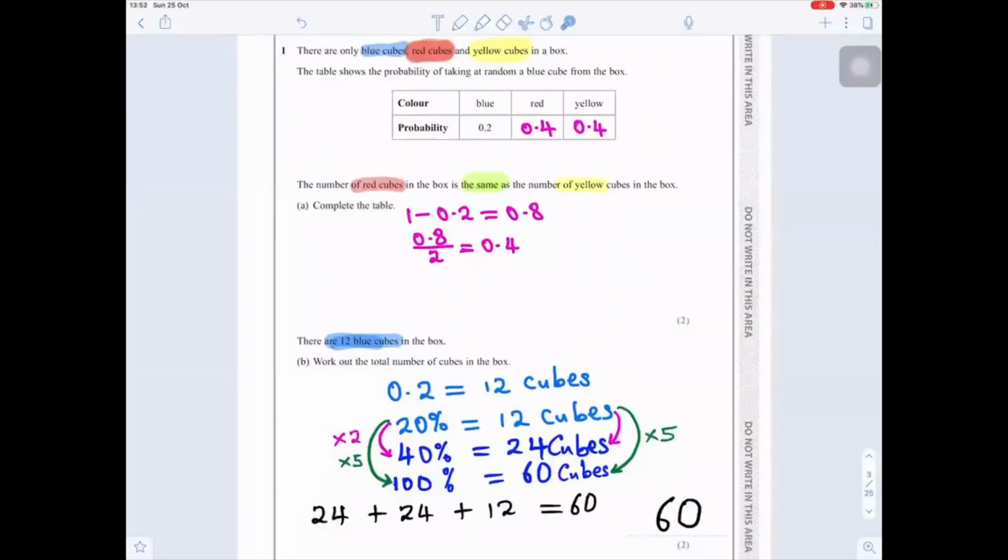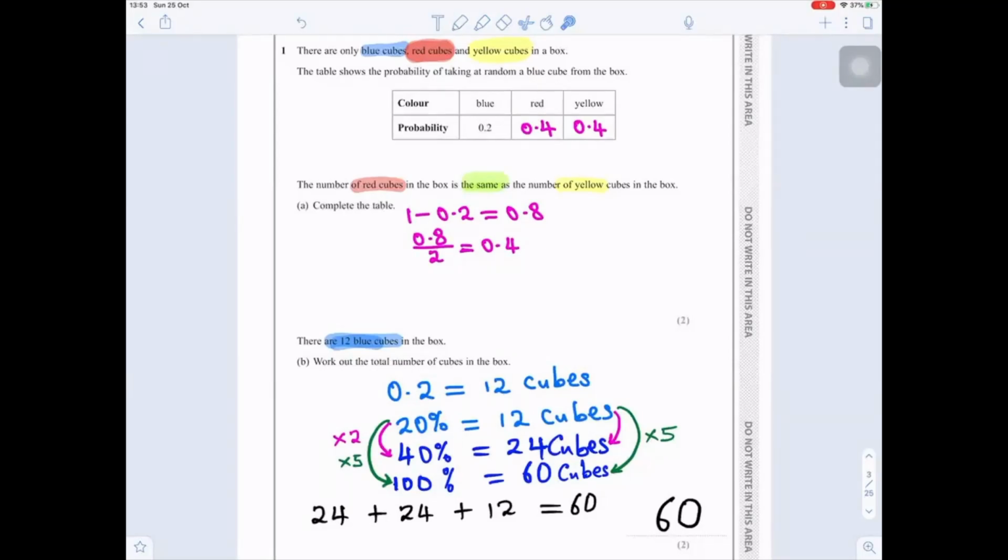Question number 1. There are only blue cubes, red cubes, and yellow cubes in a box. The table shows the probability of taking at random a blue cube from the box. Color blue, probability 0.2, red and yellow. The number of red cubes in the box is the same as the number of yellow cubes in the box. Complete the table. So the total probability has to add up to 1.